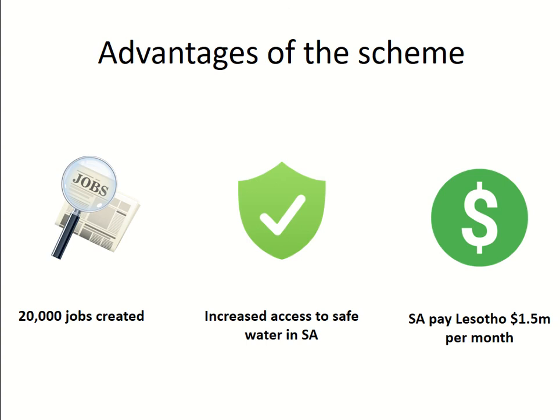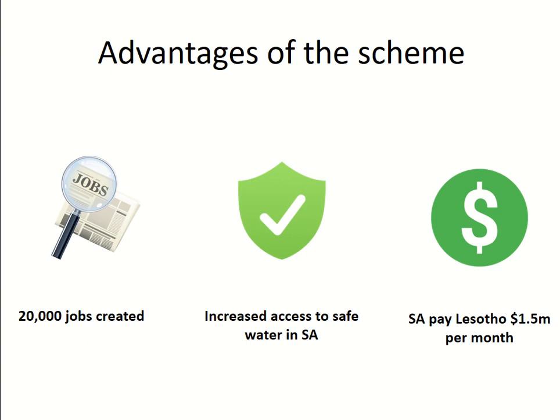And if you're wondering, well, what does Lesotho get out of this? Well, South Africa pays them $1.5 million a month for the water. So Lesotho gets this kind of standing order from South Africa, and they could then, in theory, use that money as a kind of foreign aid to improve their healthcare, to improve their education, and to improve the development of their country. Because Lesotho is very much an LIC, whereas South Africa is an NEE, with some parts that are actually quite wealthy as well. And so they're the advantages of the scheme.